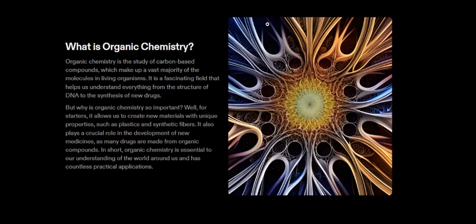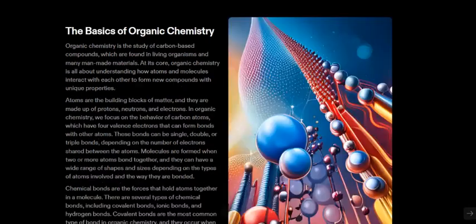Organic compounds can also have a crucial effect on the environment too. Let's talk about it later. Now, we're going to talk about functional groups and basic organic chemistry. As I said, organic chemistry is the study of carbon-based compounds, which are in all living organisms and many man-made materials. At its core, organic chemistry is all about understanding how atoms and molecules interact with each other to form new compounds, isn't it?